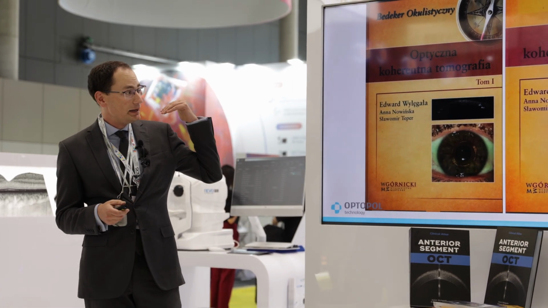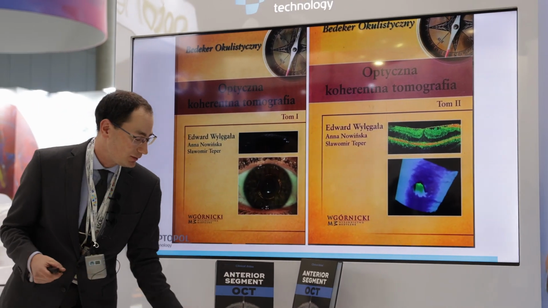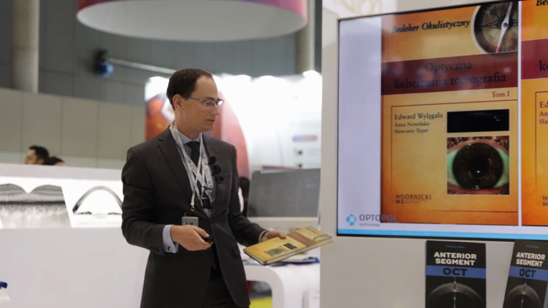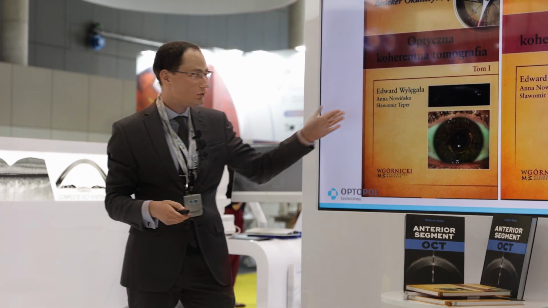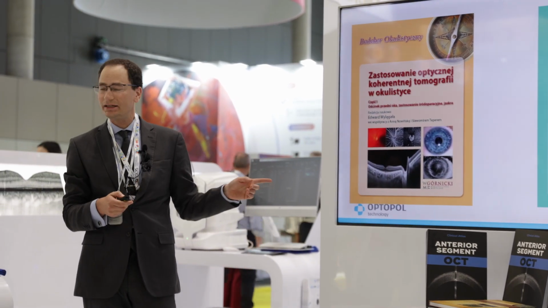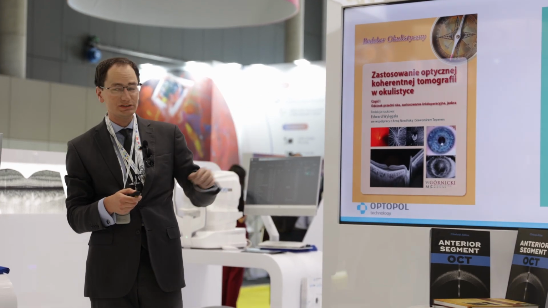So 2 years later, the big 2 atlases. So this one, I guess, 2 volumes, one for the anterior segment, one for the posterior segment. 2010, mostly Visante imaging, also a very nice atlas. And then 7 years later, so 2017, the 2 volumes, anterior and posterior segment.